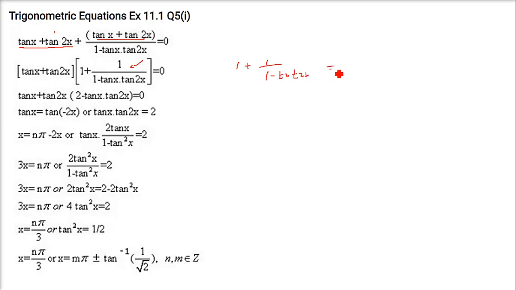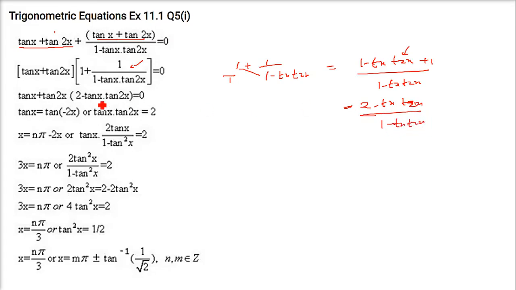What do you get? This goes here, 1 minus tan x tan 2x, plus 1 by 1 minus tan x tan 2x. So here you get 2 minus tan x tan 2x by 1 minus tan x tan 2x. And of course we have tan x plus tan 2x equal to 0. So this will not be 0, but 2 minus tan x tan 2x, that is this one, is 0, or tan x plus tan 2x equal to 0, this one.